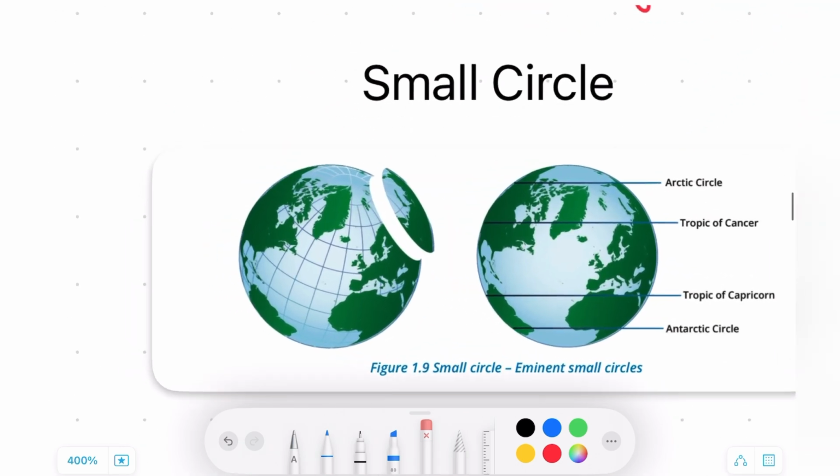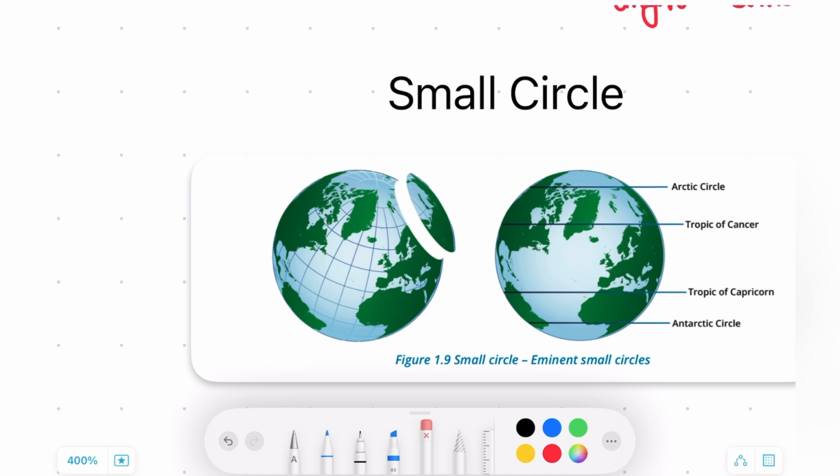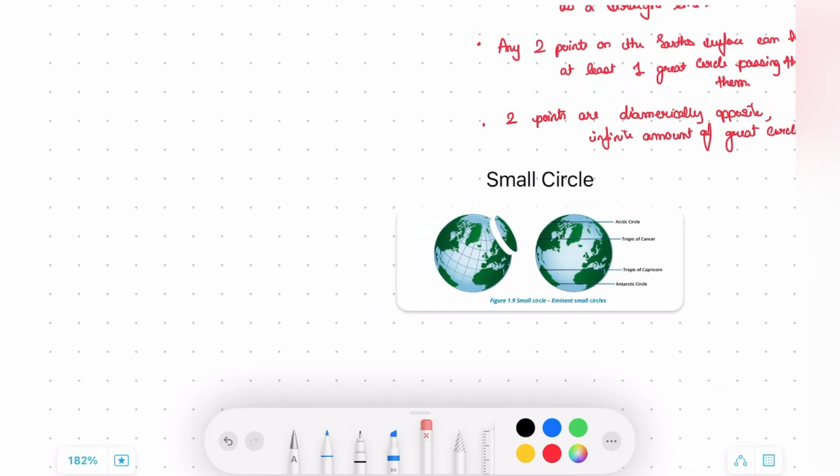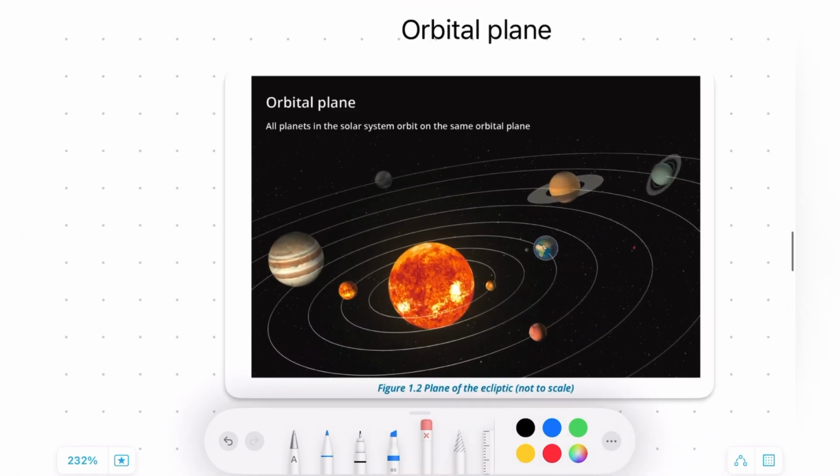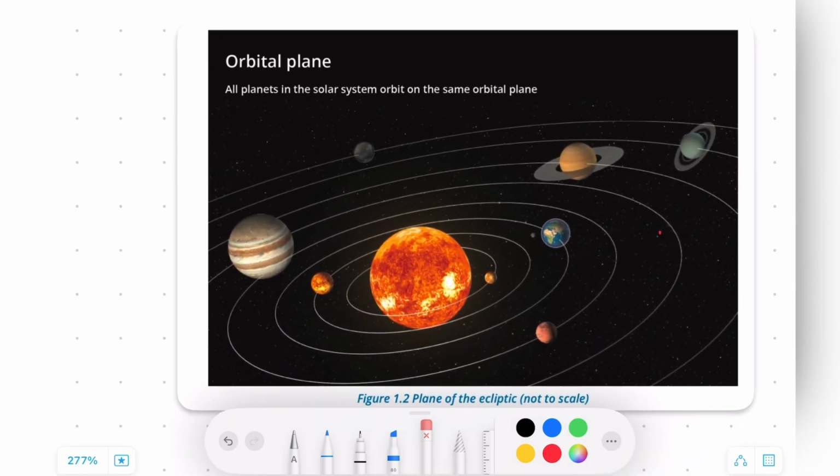Then we also saw what a small circle looks like. A small circle is what the Arctic Circle or the Tropic of Cancer is. If I were to cut a disc along the Tropic of Cancer, or a blade slicing along the Arctic Circle, this would create small circles, right? Fine. Then we spoke about the orbital plane of the earth, how the earth is rotating in this one elliptical plane around the sun, right?